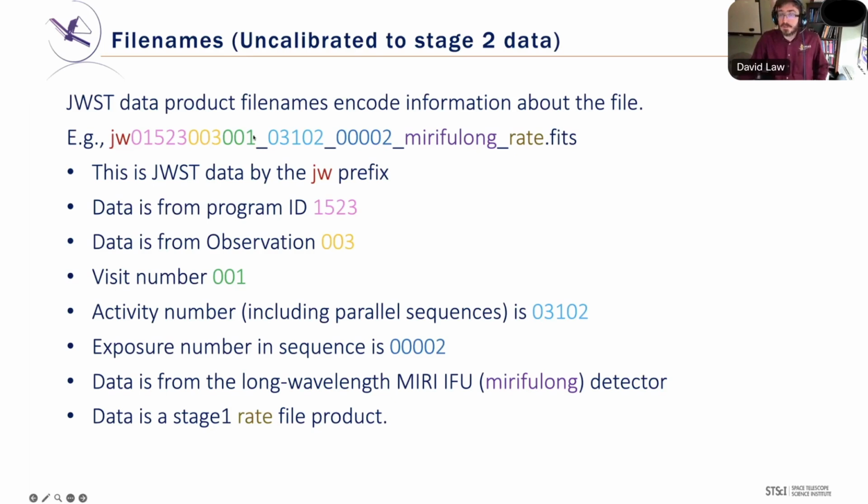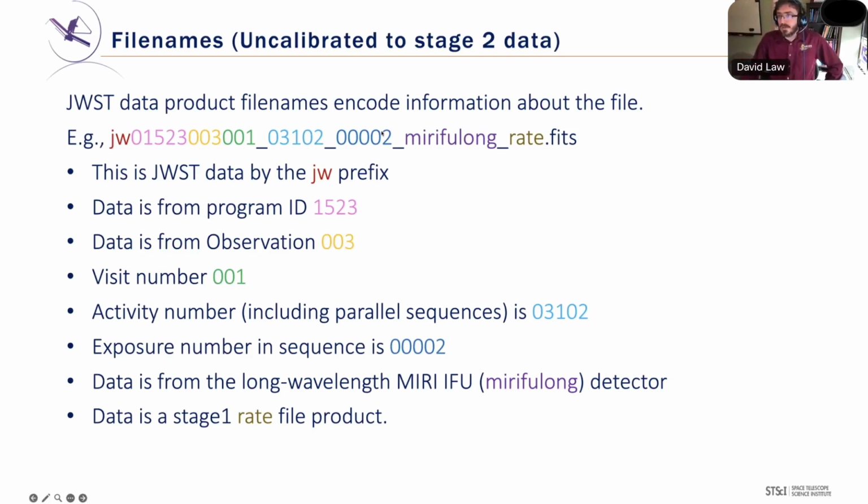The green numbers are a so-called visit number. This is relevant if you've got a very big program that has a single observation that's dithering around and needs to do so in multiple different passes for the telescope. So this would be the visit number. For most people, it'll only ever be 1, but it can change for very large programs. This light blue number here is the so-called activity number. So if you're doing a big observation with lots of parallel imaging in different instruments, here's how you can distinguish different parts of that.